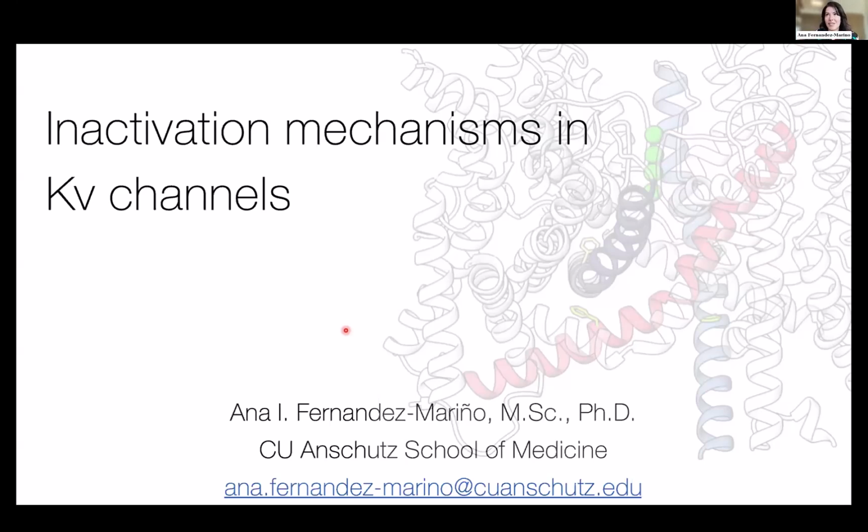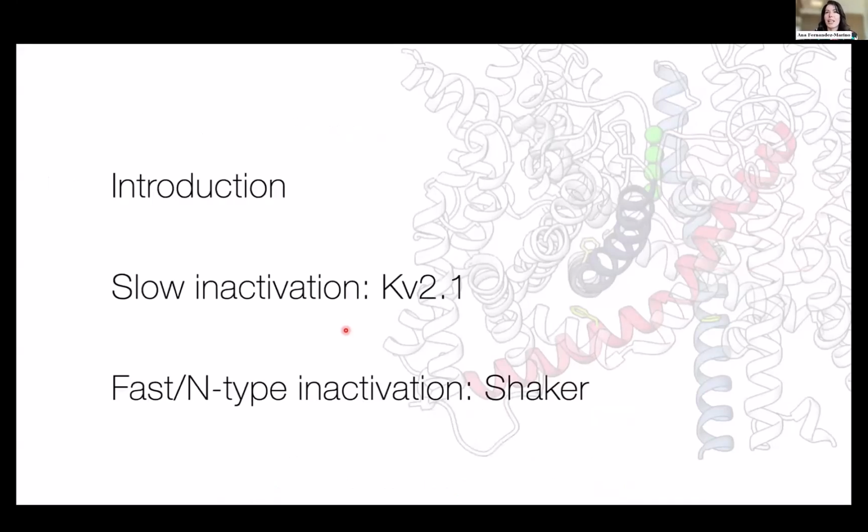So as the title of my talk says, we're going to be talking mostly about inactivation mechanisms in voltage-gated potassium channels. I'm going to be talking mostly about slow inactivation in KV2.1, and this is a story that has already been published. But at the end, I do want to give you a little teaser of the last story that I worked on in Kenton's lab, on fast inactivation or N-type inactivation in a classical voltage-gated potassium channel, Shaker.